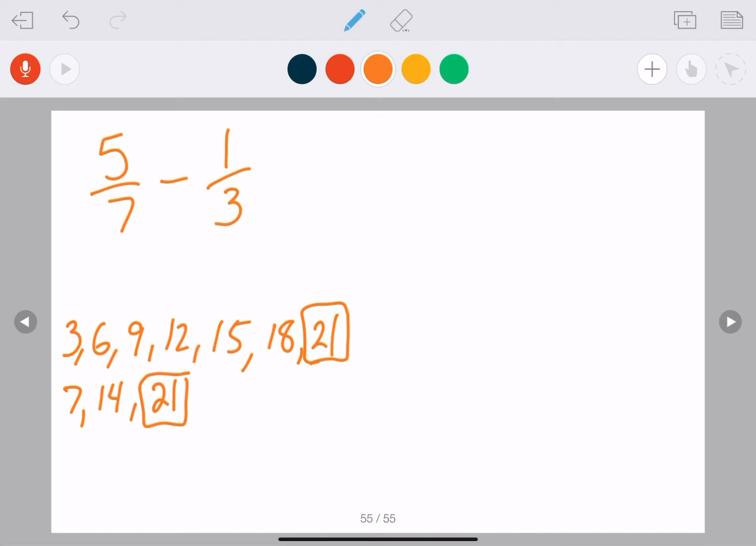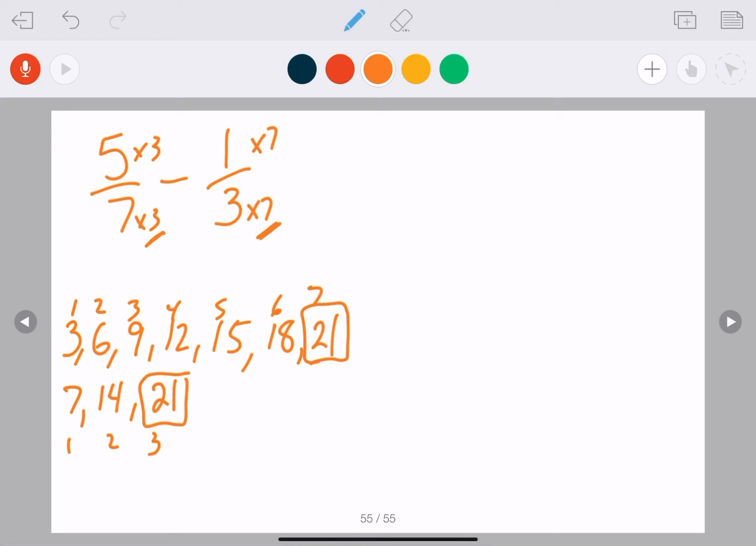So with the 3s, it was 1, 2, 3, 4, 5, 6, 7. So I'm going to have to times by 7 and times by 7. When I'm talking about my 7, it was 1, 2, 3. So times by 3, times by 3. So take notice here, what you see, we multiplied by 7 and we multiplied by 3.